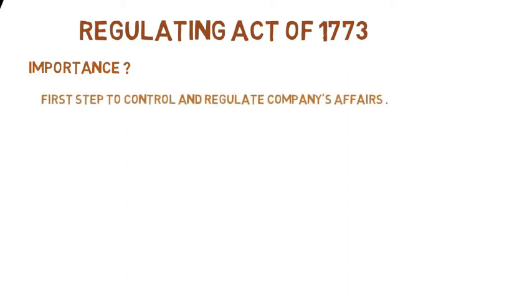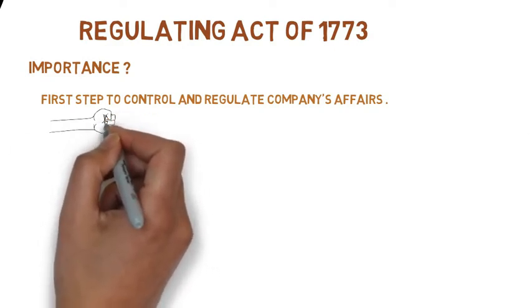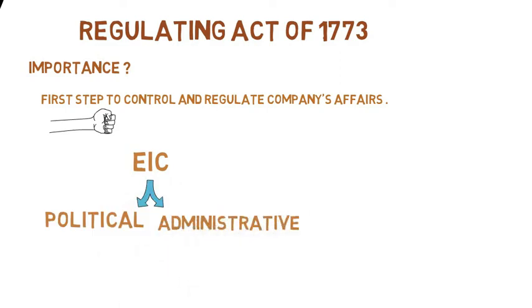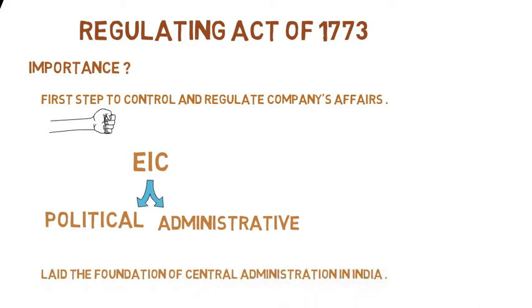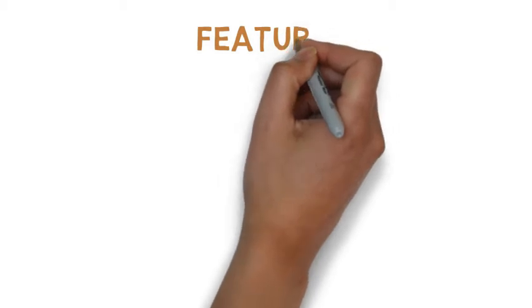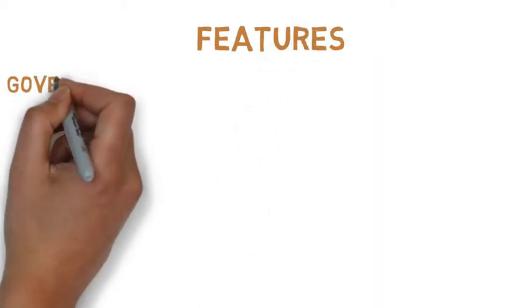It was the first step taken by the British government to control and regulate the affairs of East India Company. The Act recognized the political and administrative functions of the East India Company. It laid the foundations of central administration in India. Now, what were the features of the Act?